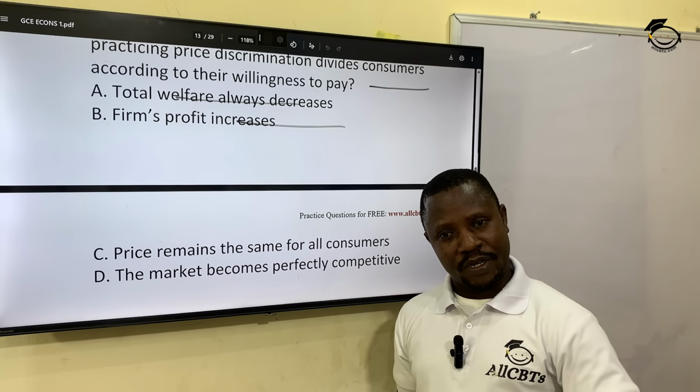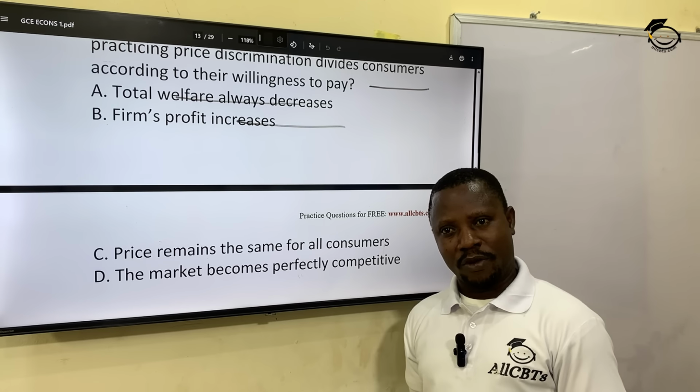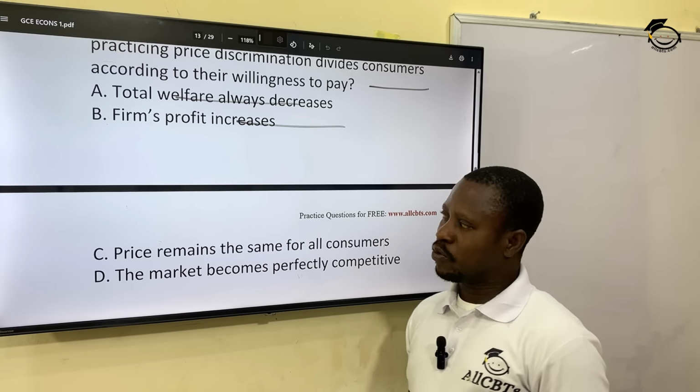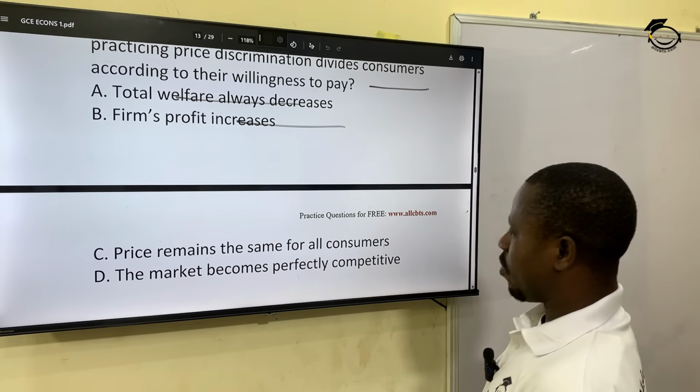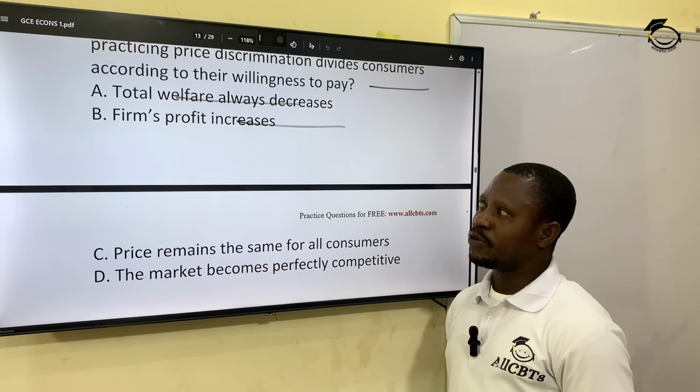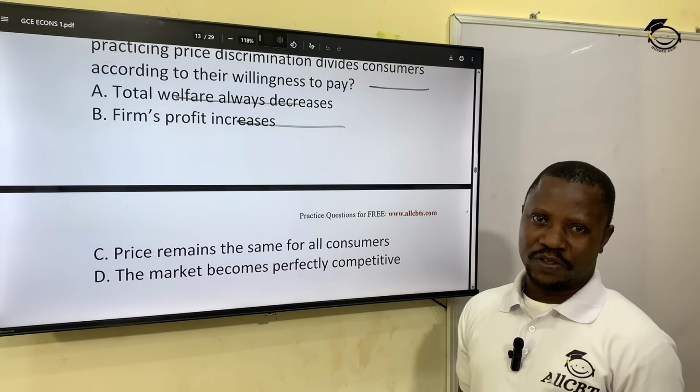If you see it's a village, you can bring the price down a bit so as to encourage them to buy more. So something at 1,000 could be sold at 900 or 950 so as to encourage people to buy. The market becomes perfectly competitive? No. The correct answer to this question is that the firm is likely going to make more profit. The profit will increase.